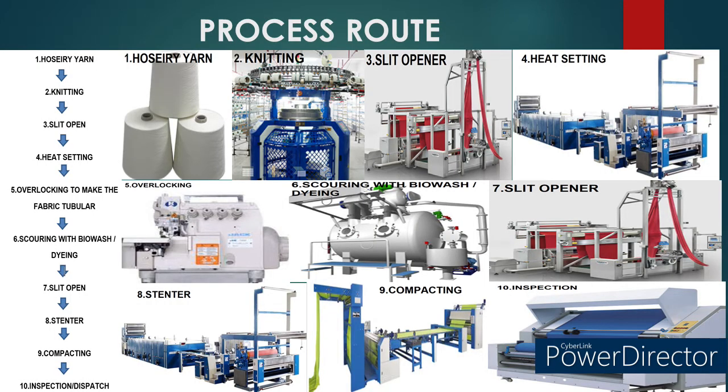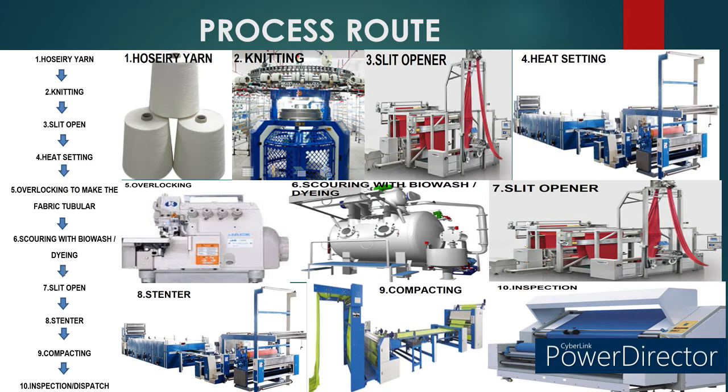Process route. First, let's see the number of processes involved in manufacturing 95% cotton, 5% spandex, single jersey, solid dyed fabric with biowash. Number 1. Hosiery yarn. The yarn which is used for knitting is called hosiery yarn. Number 2. Knitting. The process to convert the yarn into fabric.